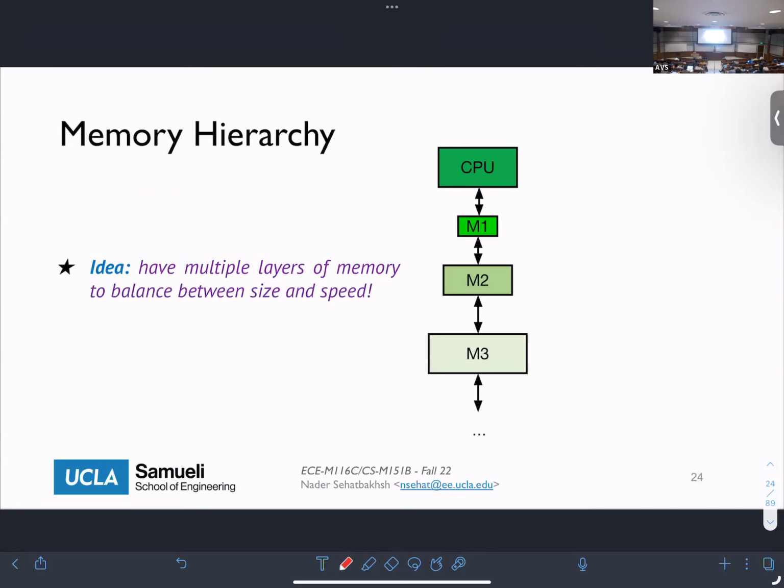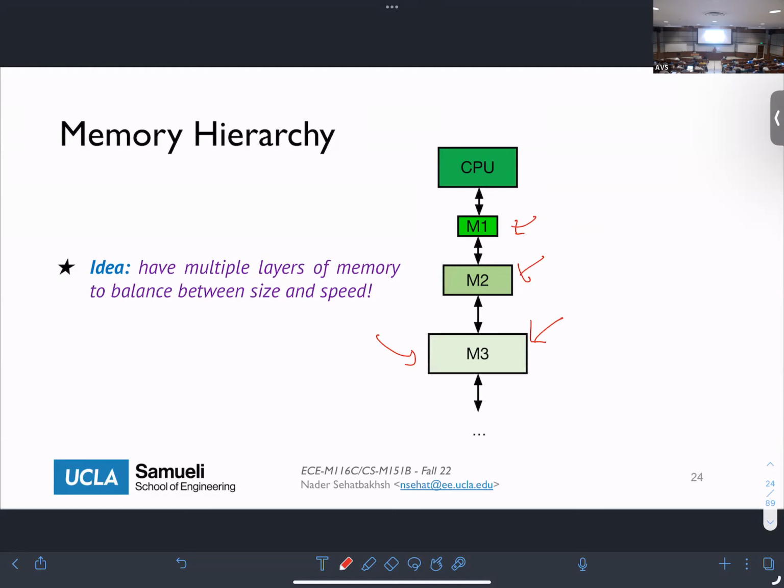So to fix this issue, that's where the whole idea of memory hierarchy comes into play. Instead of having one large but slow memory, let's have tiers of memory, let's call them M1, M2, and M3. The first one is small, but small means fast. The last one is large, but large means slow.